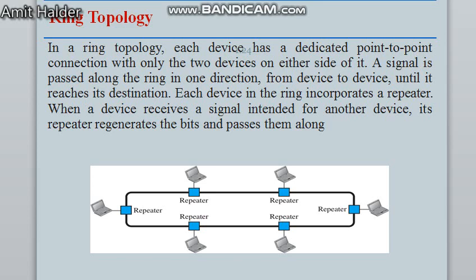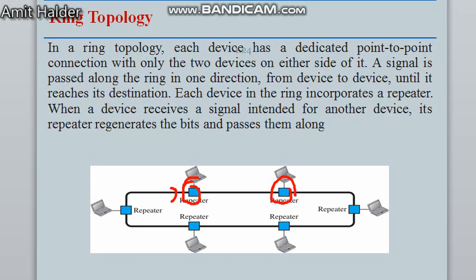Okay, the ring topology. In a ring topology, each device has a dedicated point-to-point connection. As you can see here, each device has a dedicated point-to-point connection, known as the repeater sections, with only the two devices on either side of it. A signal is passed along the ring in one direction, from device to device until it reaches its destination.